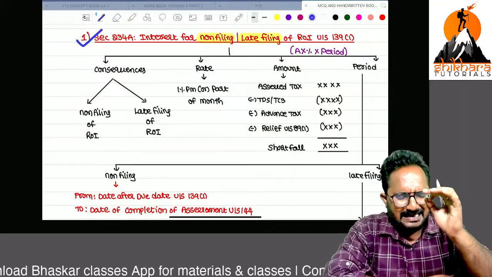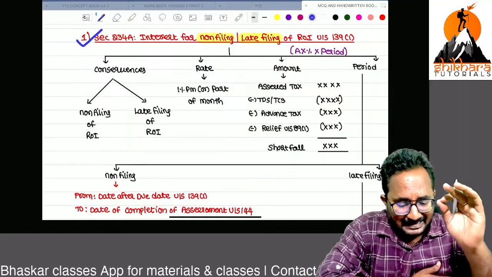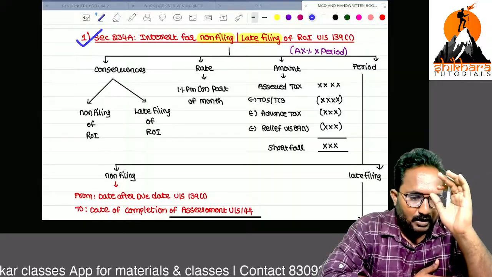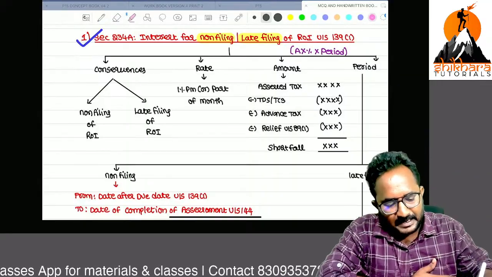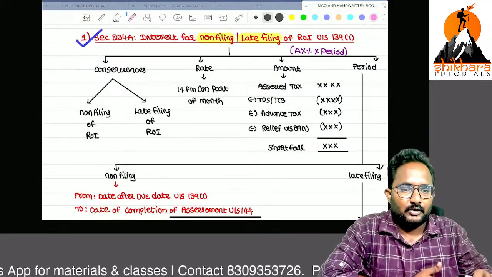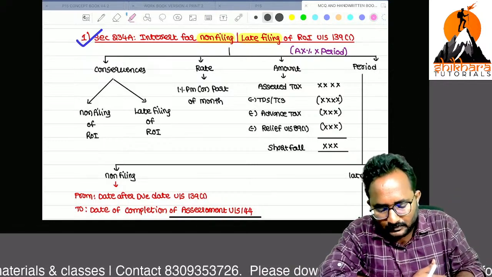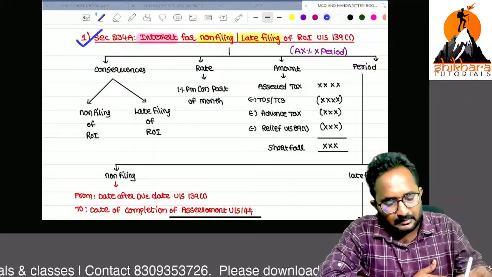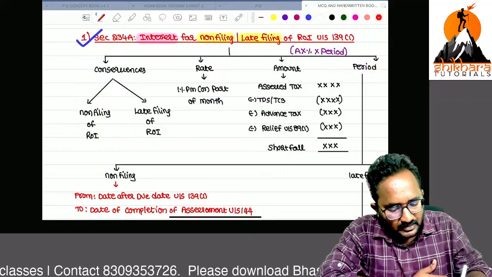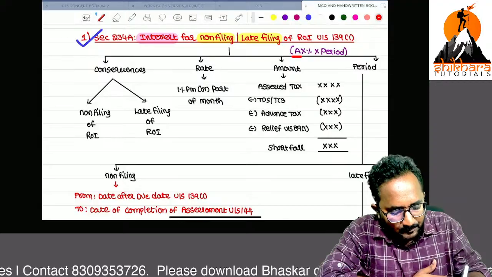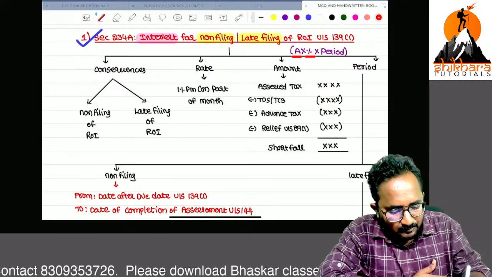Now, at any time while you are calculating the interest, please check the 3 variables and multiply them, and you will get the interest. What are the 3 variables, sir? Yes, first one, amount, second one, percentage, third one, period.